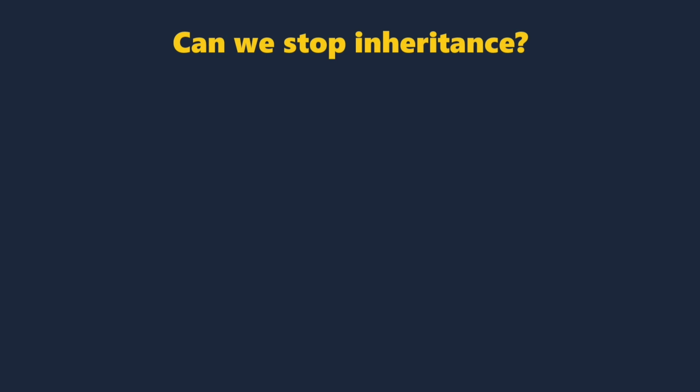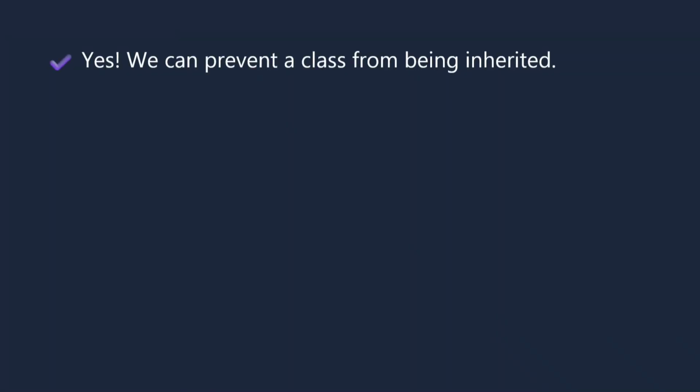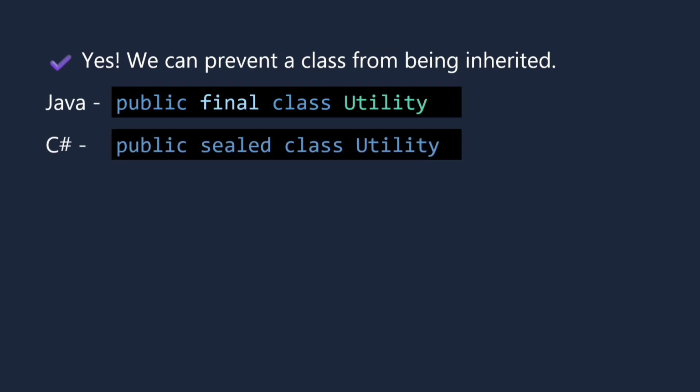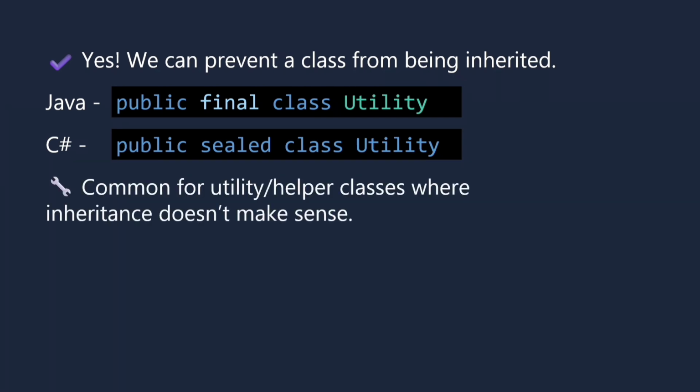Can we stop inheritance? Yes. Sometimes you don't want any class to inherit from a particular class. In Java, you can mark it as final. In C#, you can use the sealed keyword. This is often used in utility classes where inheritance doesn't make sense.